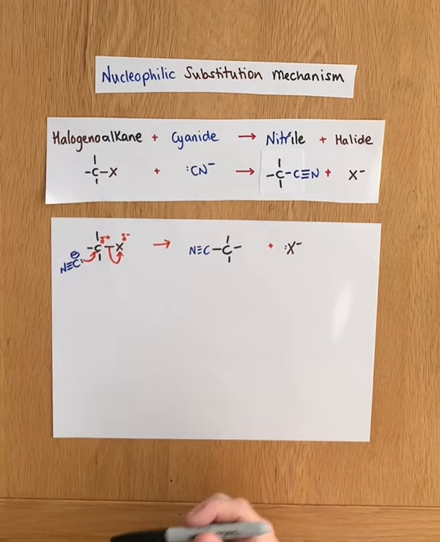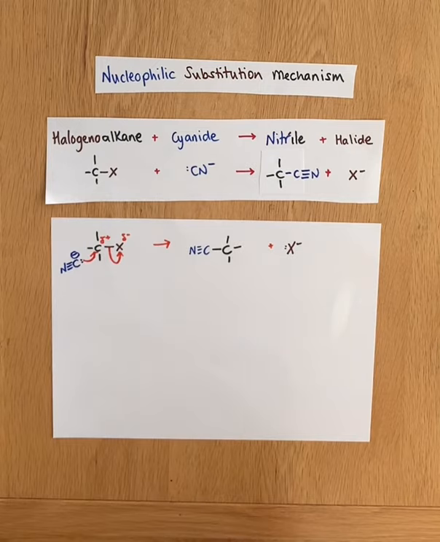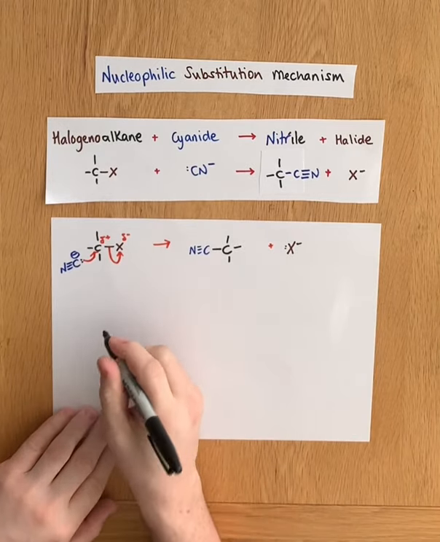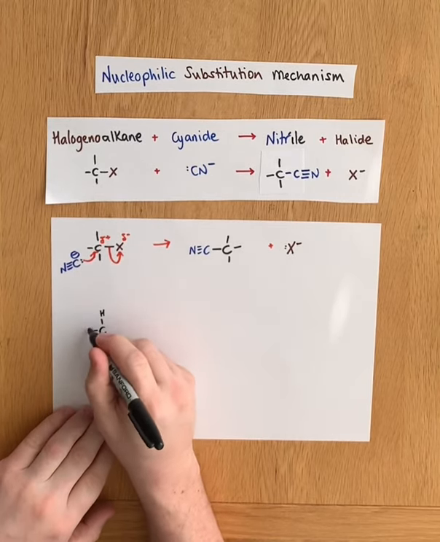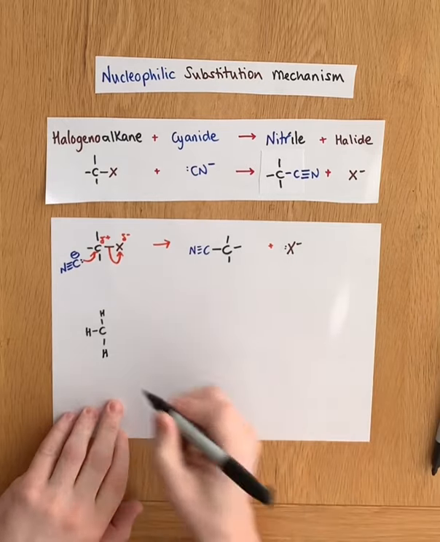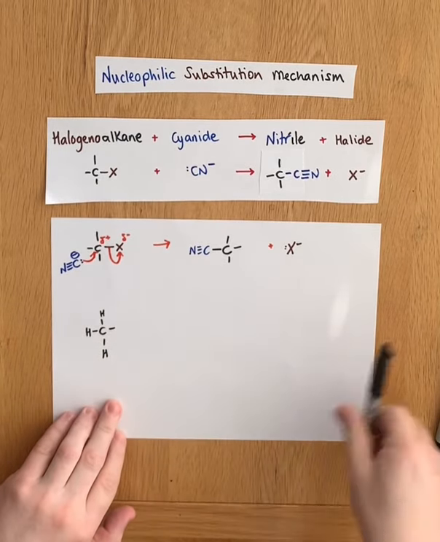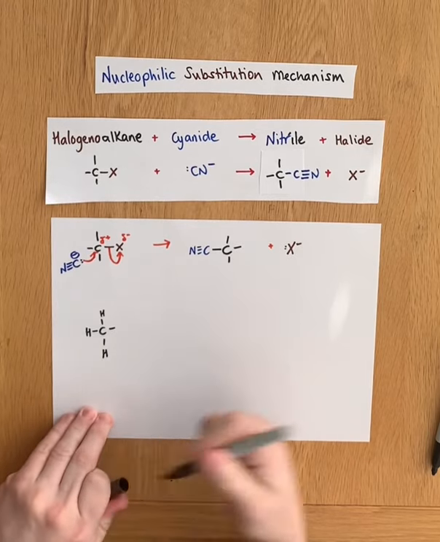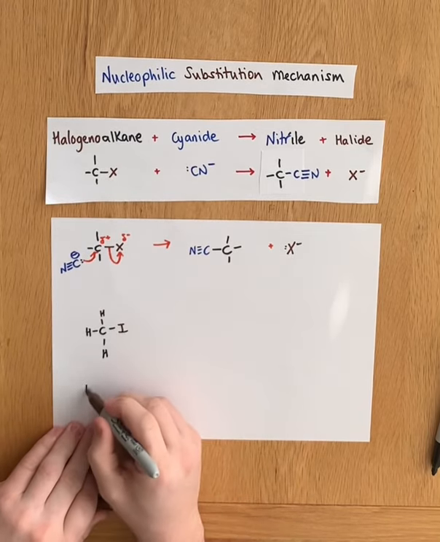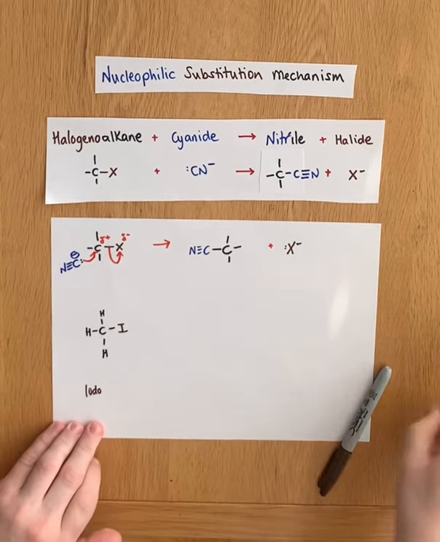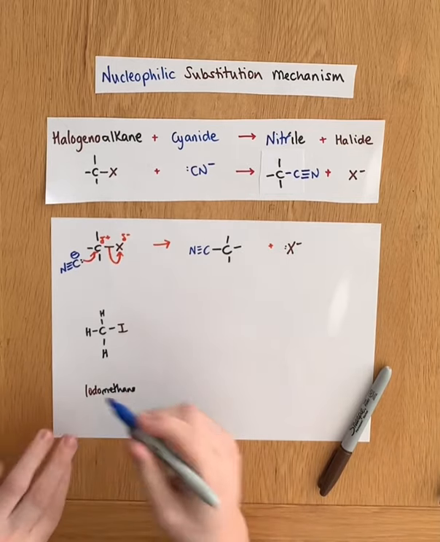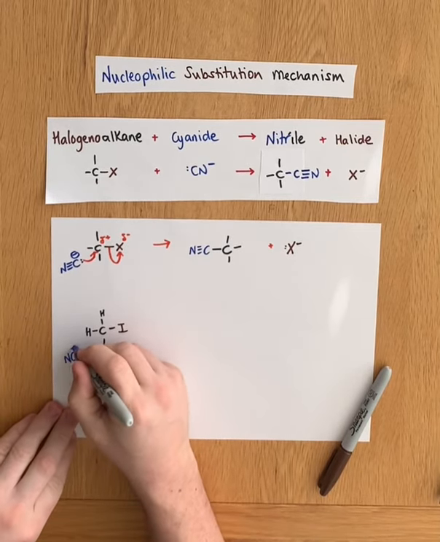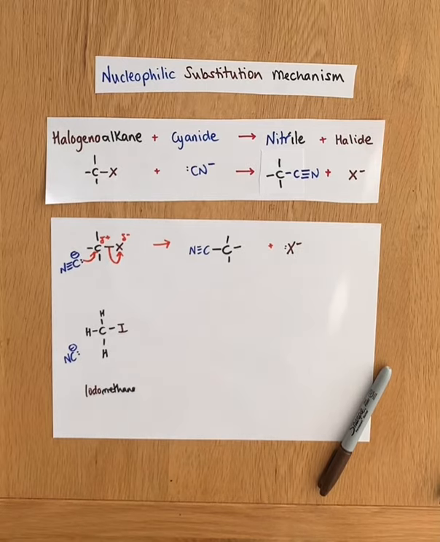How about an example? Let's go for iodomethane. So there it is, iodomethane, reacting with potassium cyanide. This time I didn't bother with the triple bond. I have to have my negative charge. I have to have my lone pair.